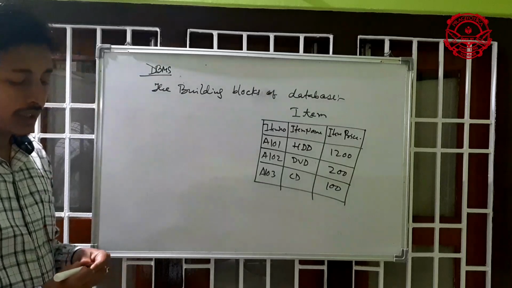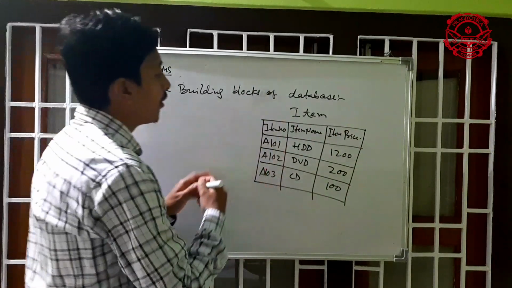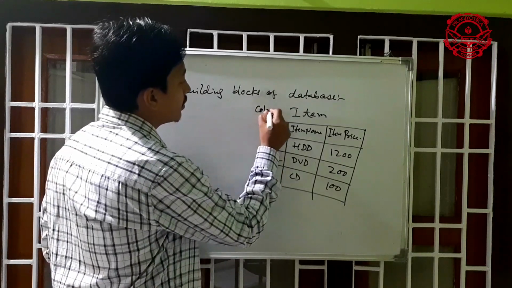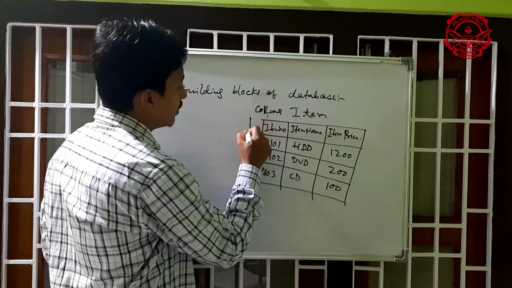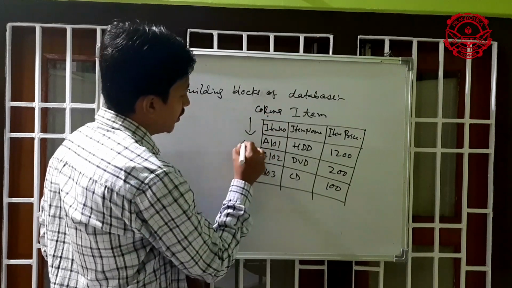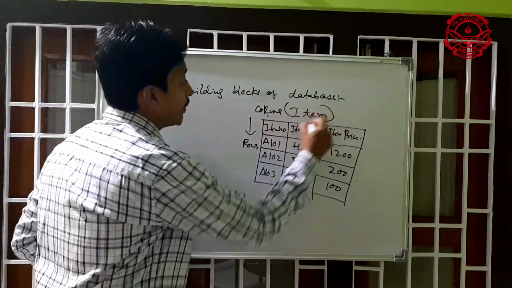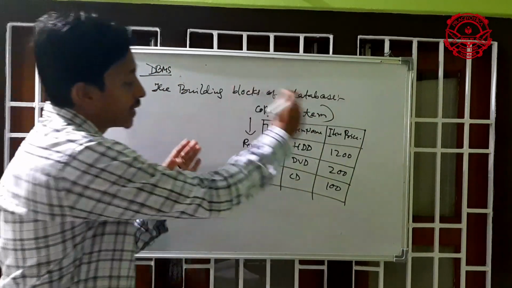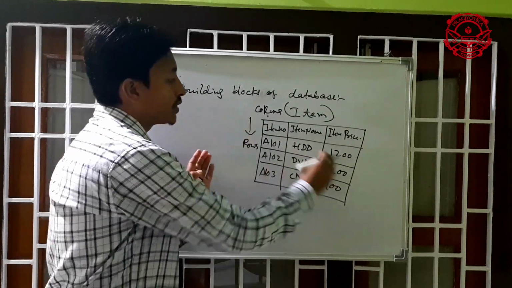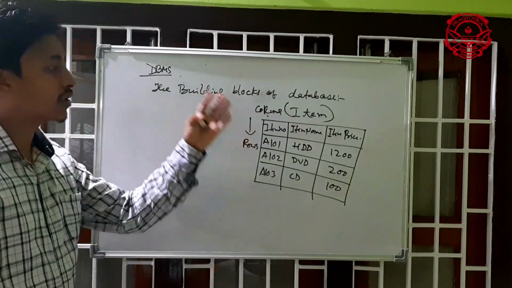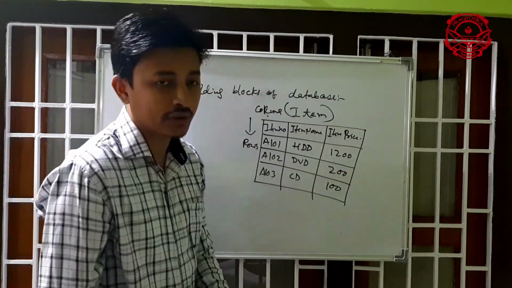So in this way we can arrange the data in the form of columns, and this is row wise. This is the item table, which contains the values in the form of rows and columns. This is called a table. Now see what is a record.